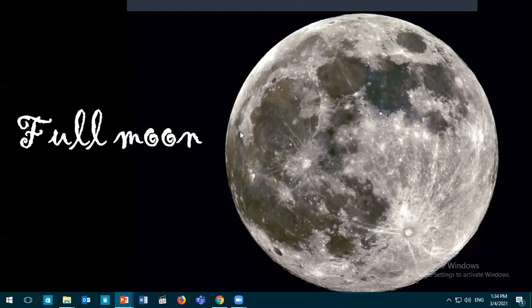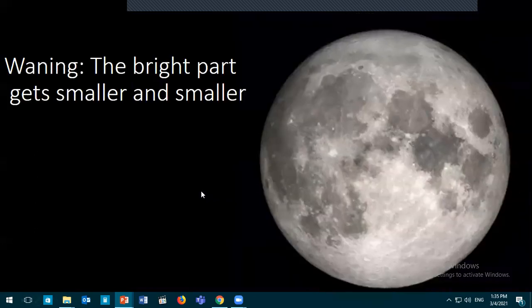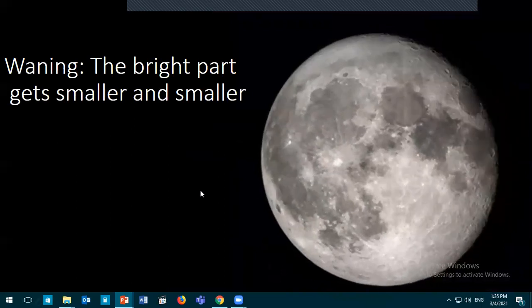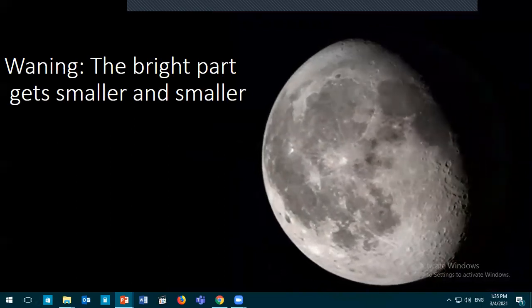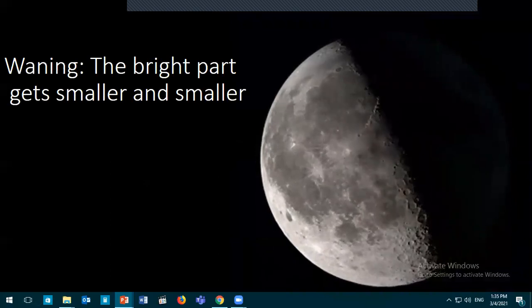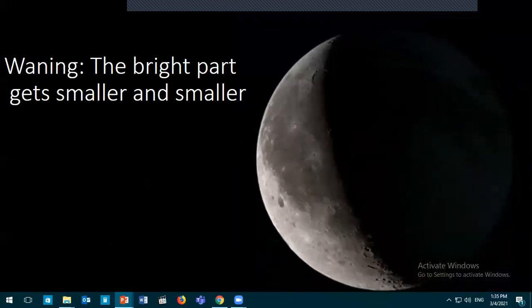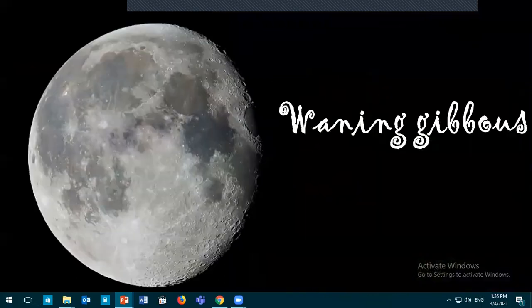After the full moon, the Moon will go back to its previous shape. So all this bright light will get smaller and smaller. And that's what we mean by waning. It's when the bright part gets smaller and smaller, which means the Moon is getting darker and darker. So we start with waning gibbous after full moon. Can you see that the bright part is now on the left? Yes, so that means it's waning.